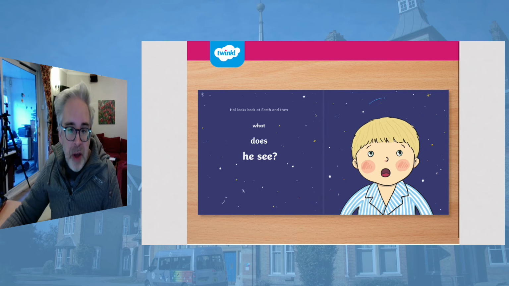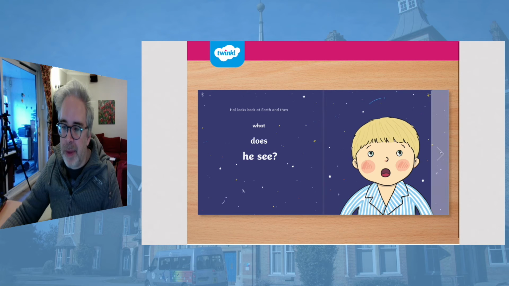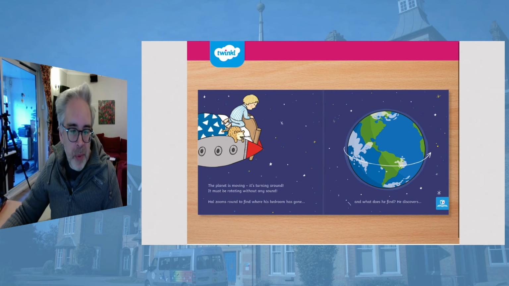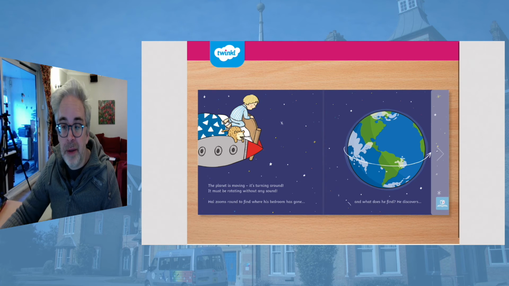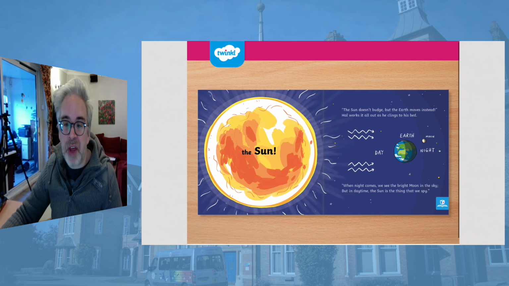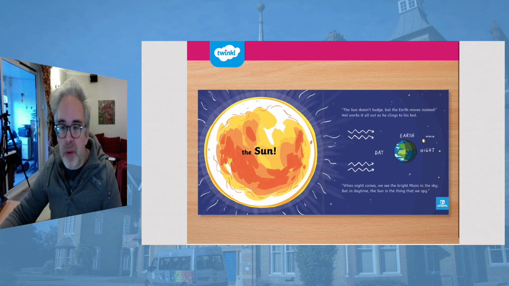Hal looks back to Earth, and then what does he see? Can you remember what it is that he sees, guys? The planet is moving. It's turning around. It must be rotating without any sound. Hal zooms round to find where his bedroom has gone. And what does he find? He discovers the sun. The sun does not budge, but the Earth moves instead. Hal works it all out as he clings to his bed.